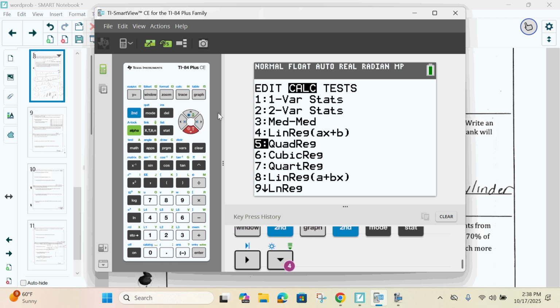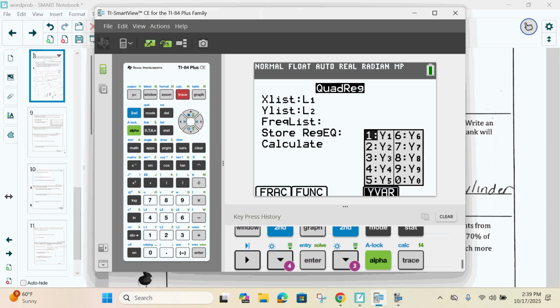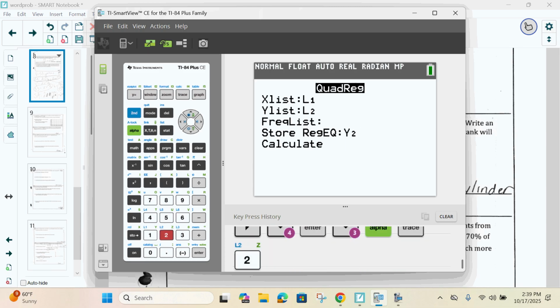5, thank you. You're going to do the same thing: L1, L2. You're going to store the regression equation. Let's use y2 this time, because we already used y1. So we're going to go alpha trace y2. Go down and calculate. The purpose of pasting it in there is so that I can make a prediction.